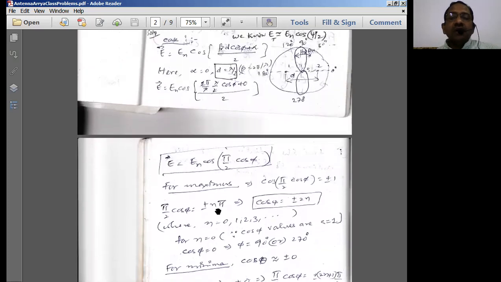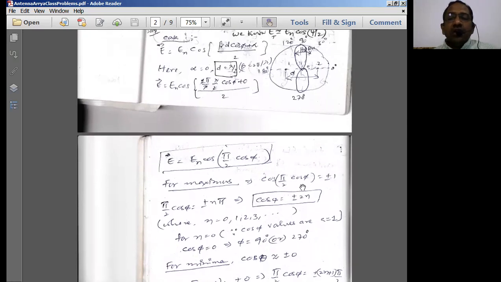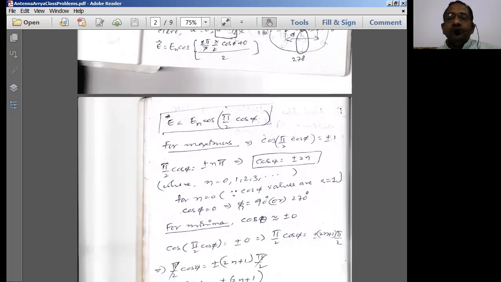So for maximas, when cos of (pi by 2 cos phi) becomes equal to 1, we are going to get the maximum value of electric field E. This arrow indicates that it is a vector. So the electric field is going to produce a maximum value when this component becomes equal to 1. Therefore, for maximas, cos of (pi by 2 cos phi) is equal to plus or minus 1, same as the previous discussion we have made. And cos inverse of plus or minus 1 is equal to plus or minus n pi.